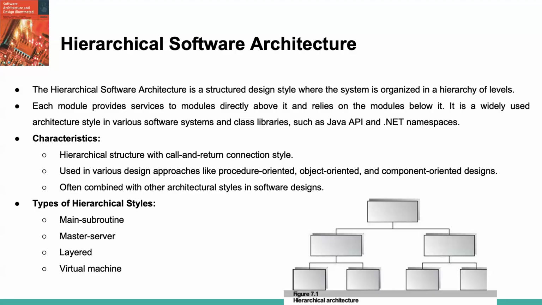Next, let's explore the main subroutine design architecture, a traditional and foundational software design style that paved the way for many modern programming paradigms. The main subroutine architecture was widely adopted before object-oriented programming became mainstream. This design style structures the program with a main routine, which serves as the central control unit, and a series of subroutines that perform specific tasks. Each subroutine is independently developed and can be reused across the application, making it an efficient approach for organizing code.